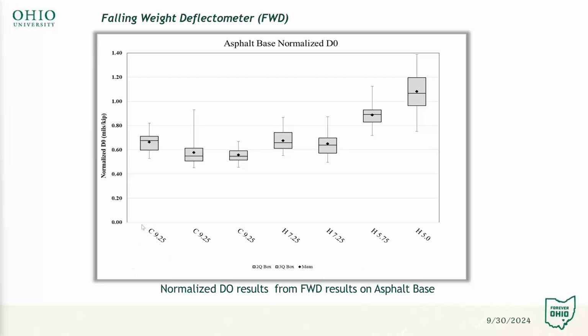The bottom right here is the thicknesses of each of the base layers, and the C in front of it designates that this was conventional asphalt at the thickness of 9 1/4. H meant high polymer modified layers, and these are the thicknesses of each of the HPM layers.